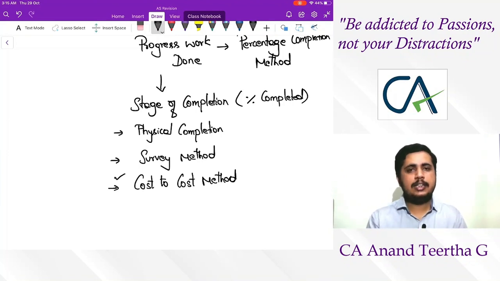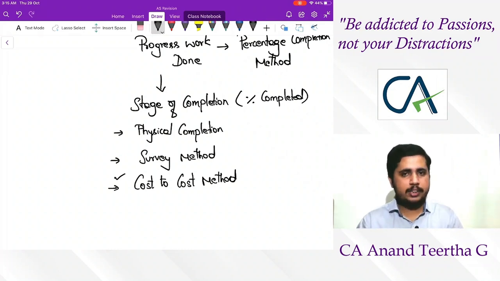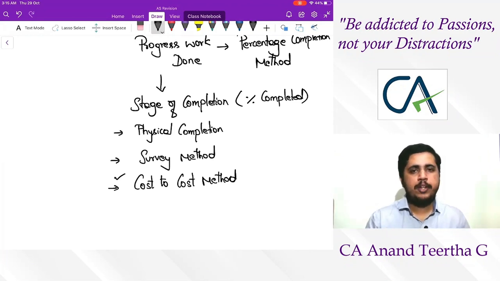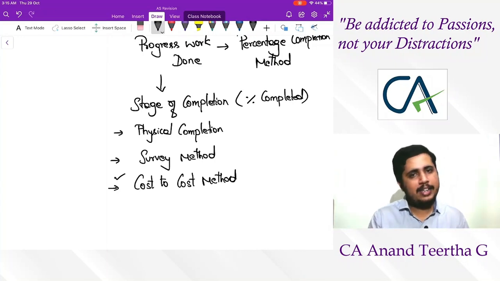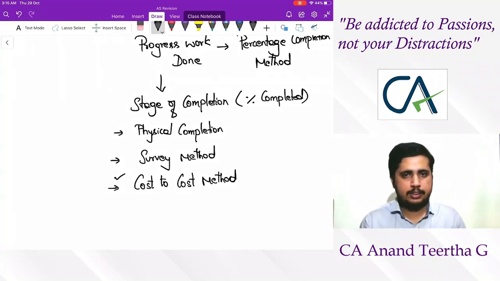Okay, so this is how your revenue recognition is going to take place. There is a certain formula as to how to calculate it, and I will tell you a bit later. Basically, it depends upon progress work. Progress work depends upon stage of completion. Stage of completion will tell you the percentage completed, and that will be done according to these three methods.